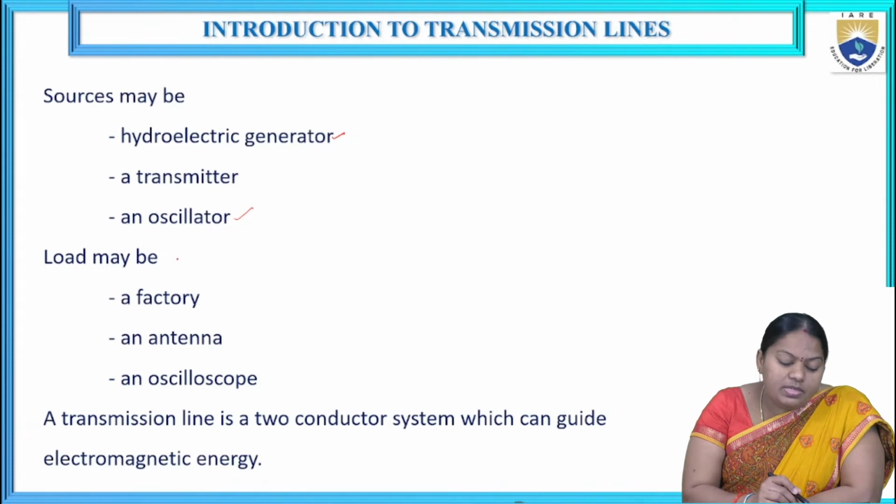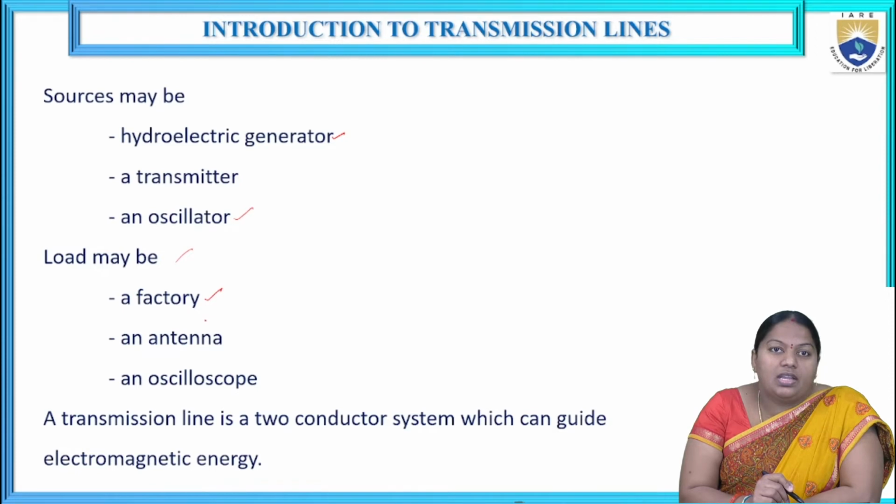And some of the examples which are connected at the outputs are considered to be loads. Loads may be given by, for example, a factory, which is able to produce outputs, hence the outputs are considered at a factory.